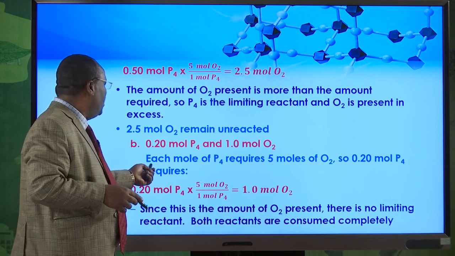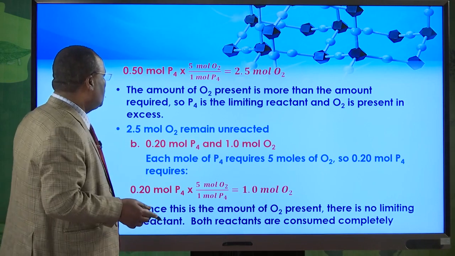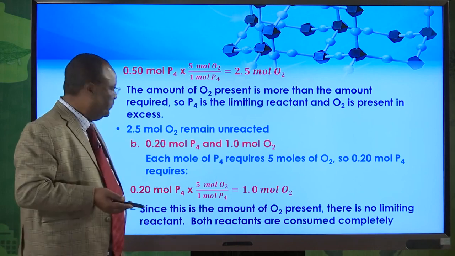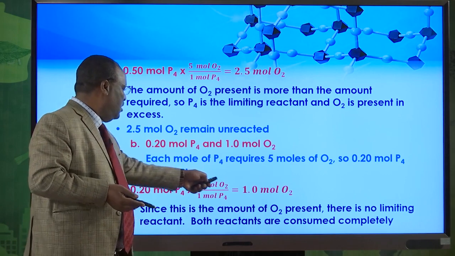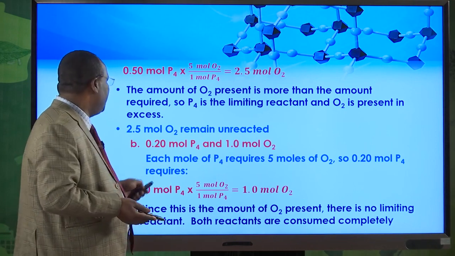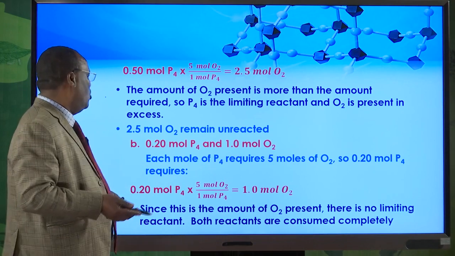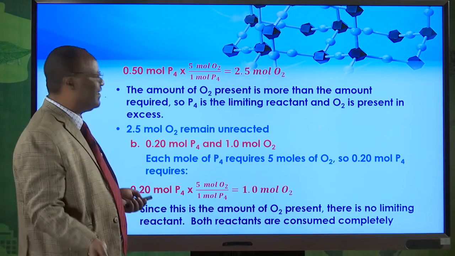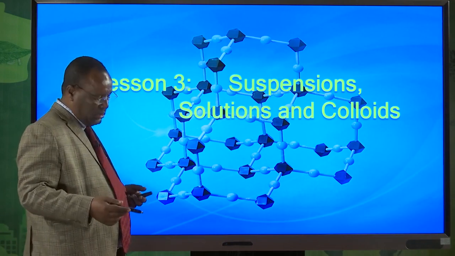For this case, each mole of phosphorus requires 5 mole of oxygen according to the balanced chemical equation. So 0.2 mole phosphorus will require 1 mole of oxygen. Since this is the amount of oxygen present, there is no limiting reactant. Both reactants are consumed completely. In this case, there is no limiting reactant and no excess reactant. The same thing is true for the others, for the second or C.